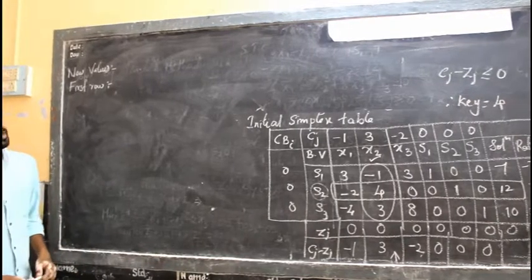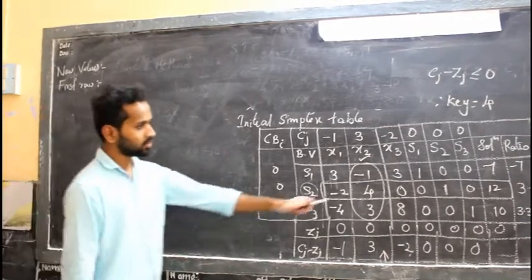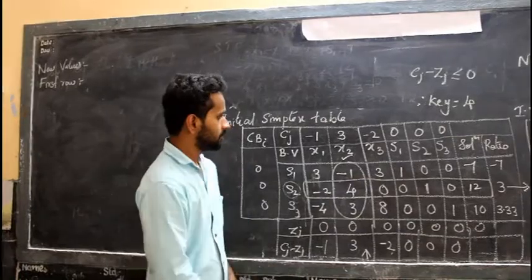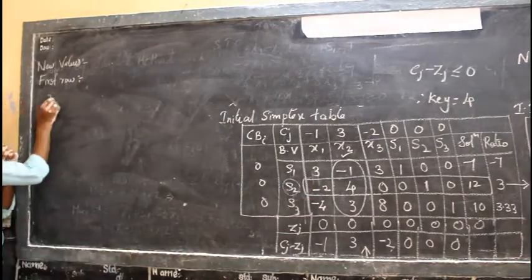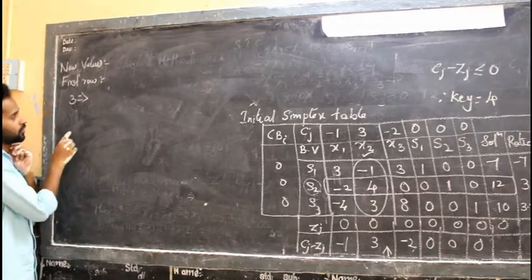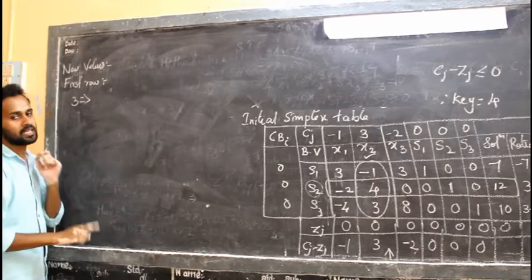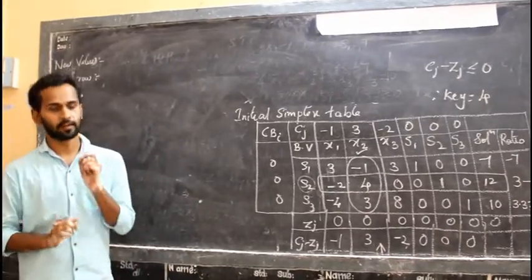We find the new values for the first row. What is the first row I have? 3 minus 1, 3, 1, 0, 0, 7. Including solution. Now consider 3. The 3, for this 3 new values, need to find, you know the formula, old value minus key corresponding column value into key corresponding row value divided by key value.